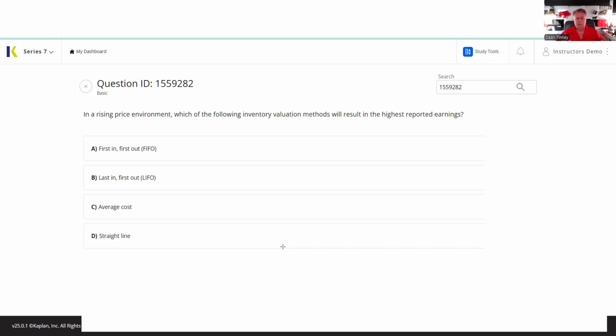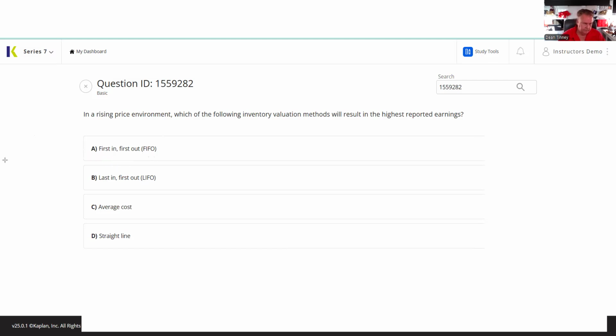Let's just use widgets, right? If I have inventory and widgets, it would be expected that the widgets that are in inventory longest have a lower cost. And so if I'm using first in, the first widgets I bought into inventory are the first widgets I'm selling out of inventory, we would expect my margin and therefore my earnings would be higher. And so that is the answer to this question. The answer to this question is A.